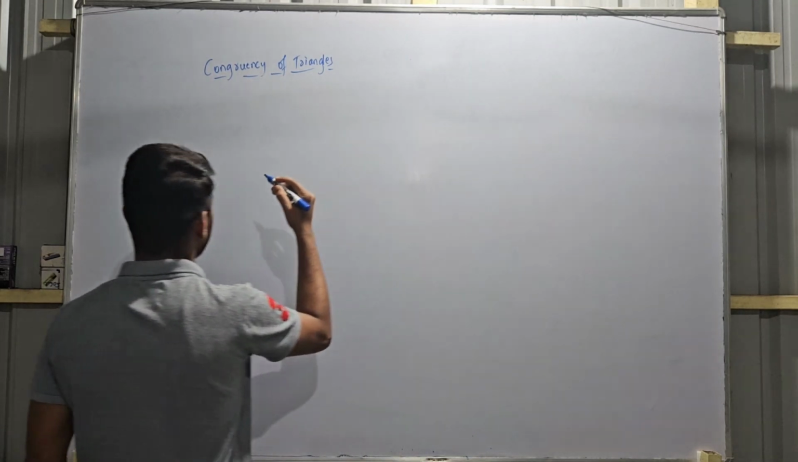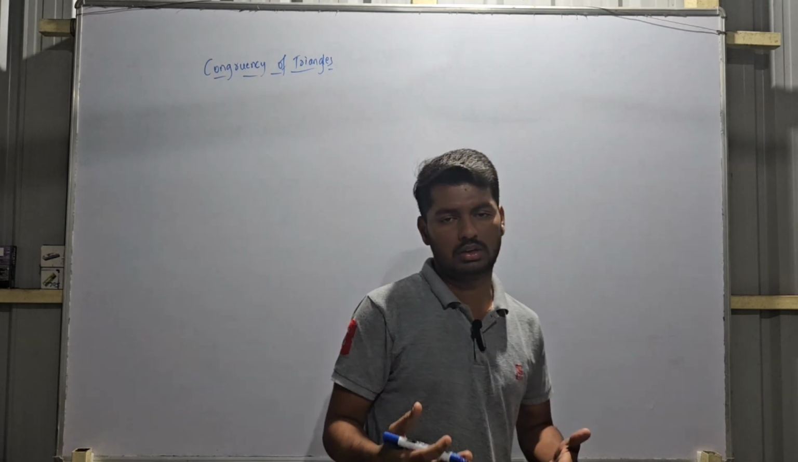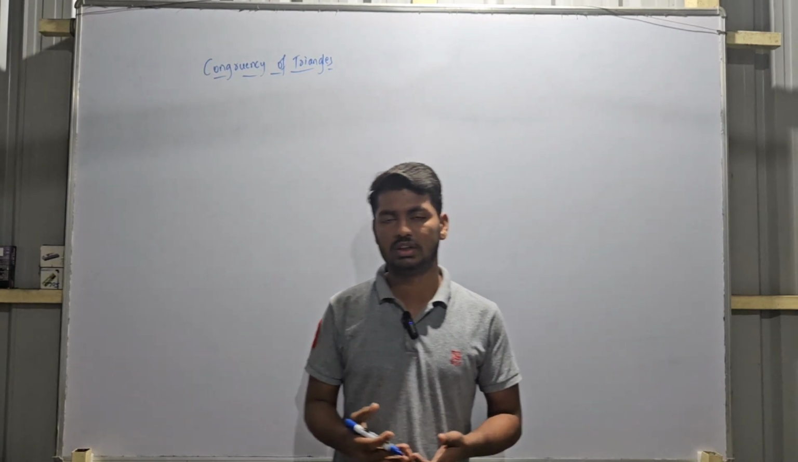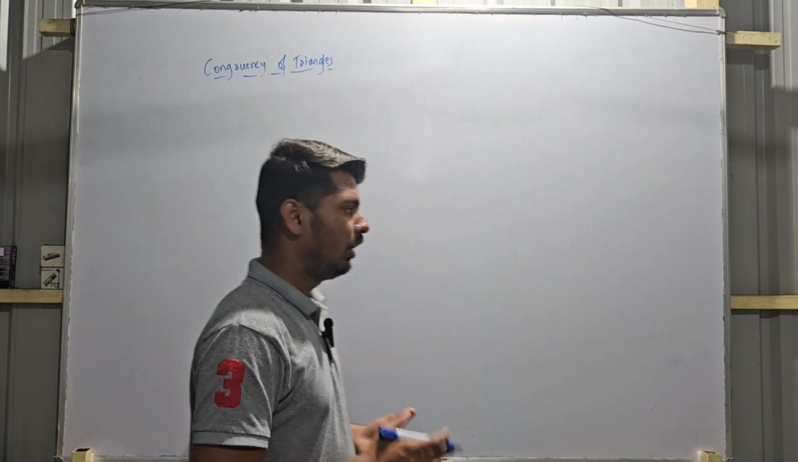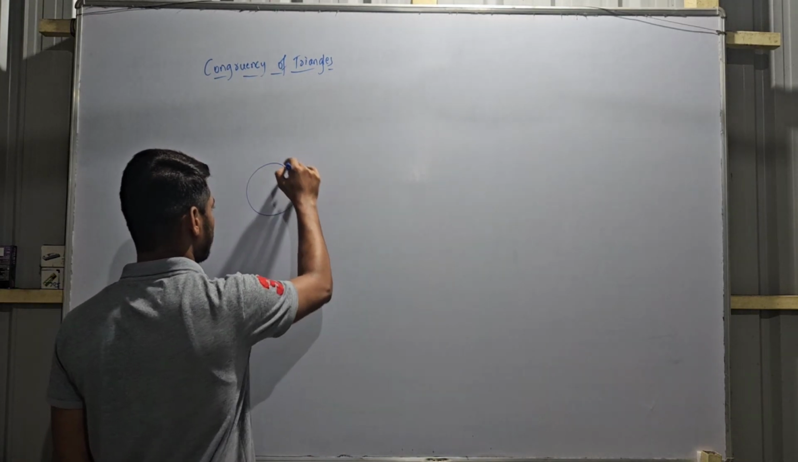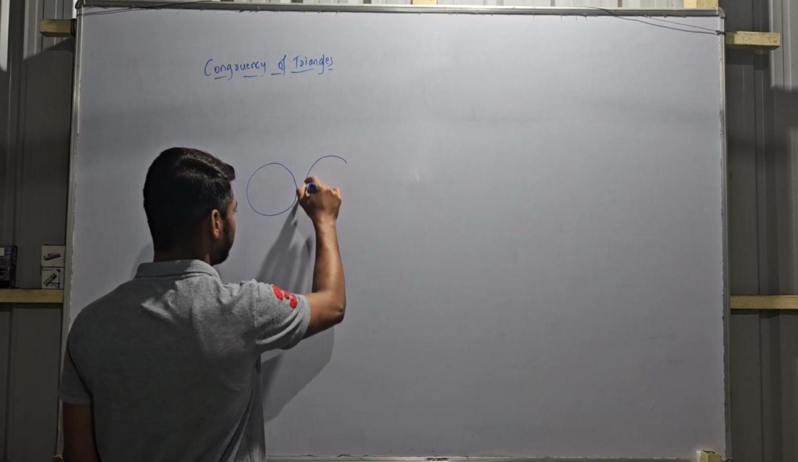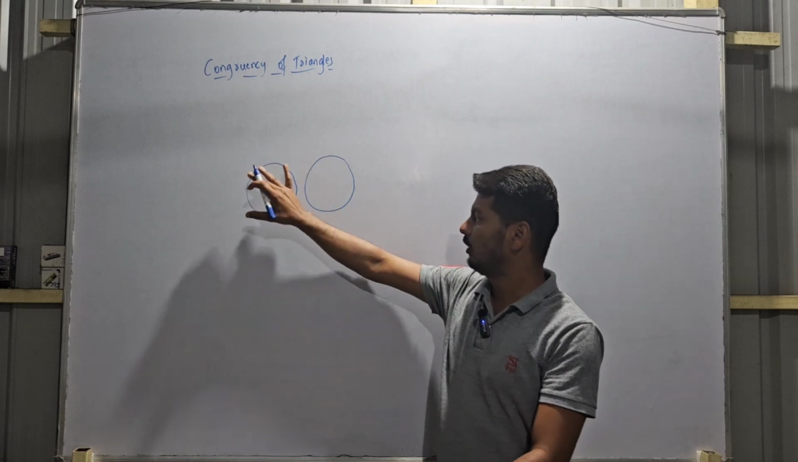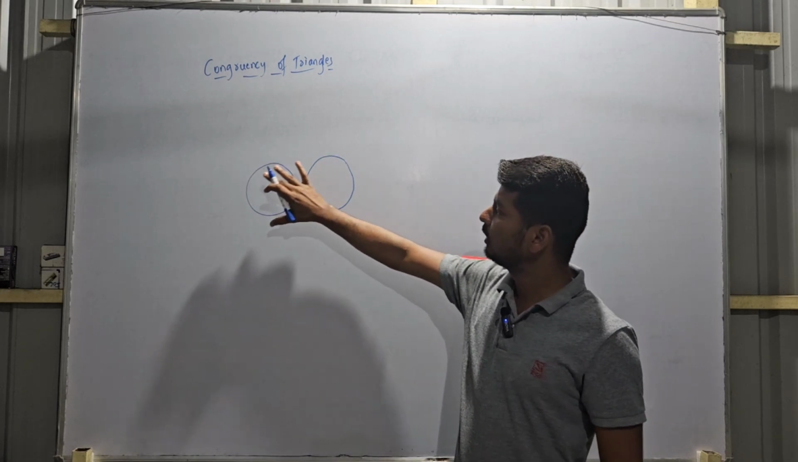So first of all, before getting directly into the triangles, let us first discuss some of the basic things about congruency. Have you seen the 1 rupee coin? Another 1 rupee coin. If we place this 1 rupee coin on the other, will it completely fit this space?